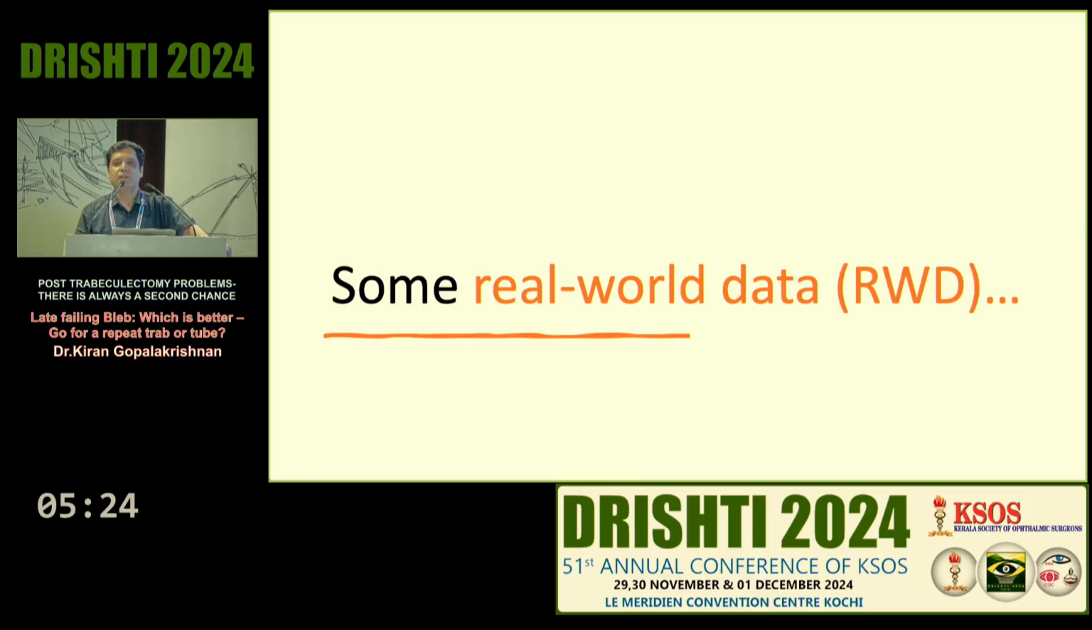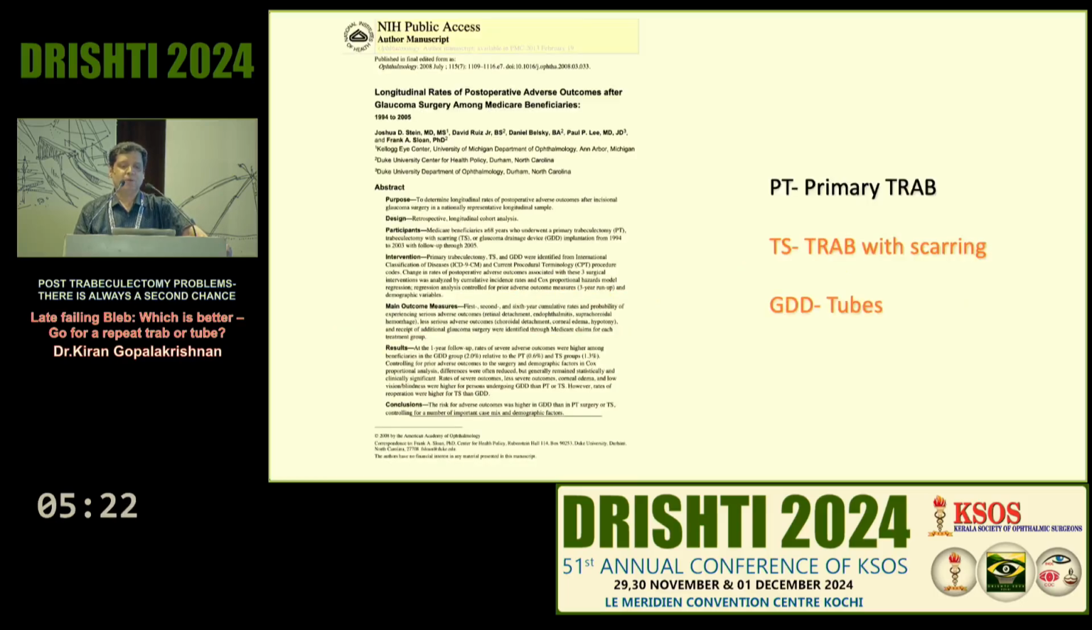So let's look at some real world data. This is a study from the US Medicare beneficiaries. They have this wonderful data and they classified these patients, and we'll omit the first group of primary trab because it's not relevant to our discussion here.